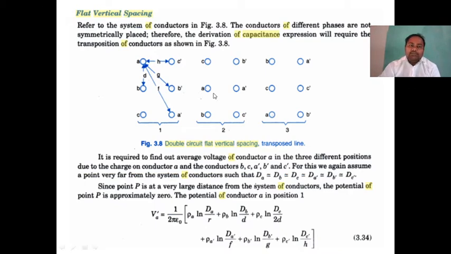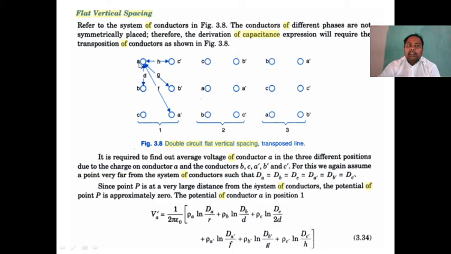In the second stage, conductor A comes to the second position. In the third stage, conductor A comes to the third position. So this is a transposition. This arrangement is a transposition of a double circuit line. How does transposition occur? What is a transposition? Changing the position of conductors at regular intervals.